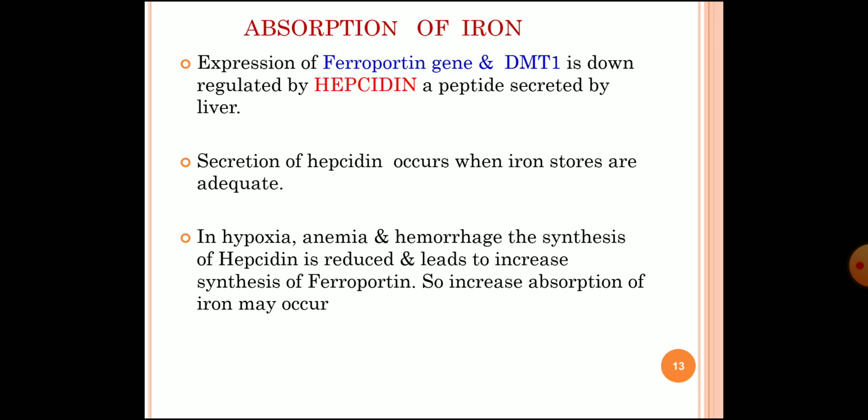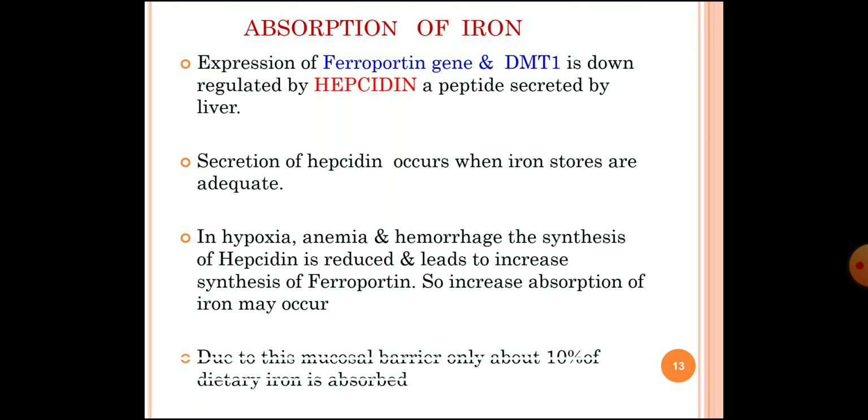Another condition is anemia, when the hemoglobin level is decreased, and also when hemorrhage occurs, then the iron level will be decreased. In all these conditions, hepcidin synthesis is reduced in the liver. If the hepcidin is less, then that leads to increased synthesis of ferroportin and DMT1, which will absorb more iron from the intestine due to this mucosal barrier.